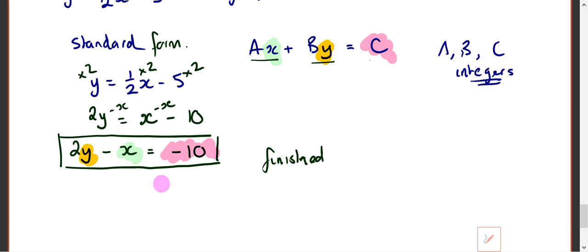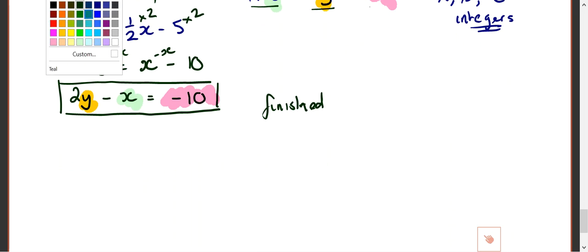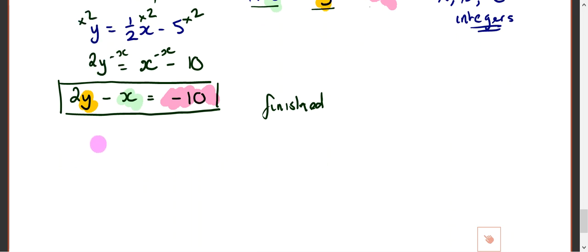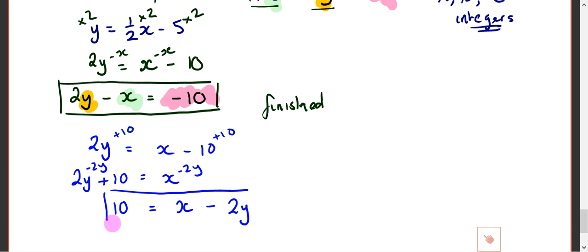Alright. Just so you are aware, I could have done a slightly different step. So when I'm at my 2y equals x minus 10, I could have added 10 to both sides, giving me 2y plus 10 is equal to x. I could then have subtracted 2 y's and ended up with 10 equals x minus 2y. Right? Is that also in standard form? No.